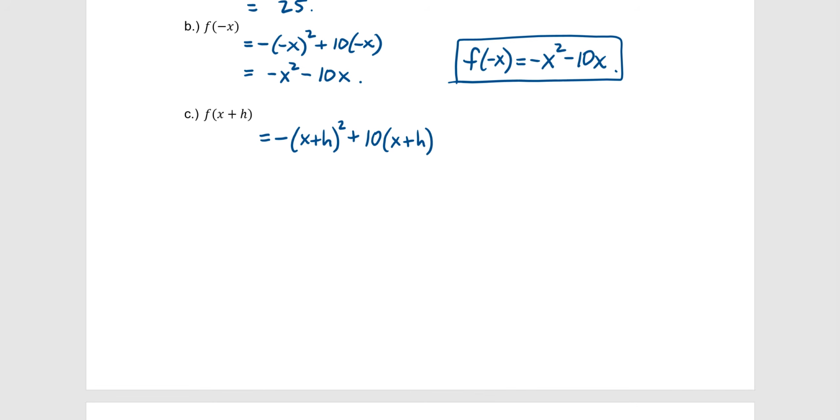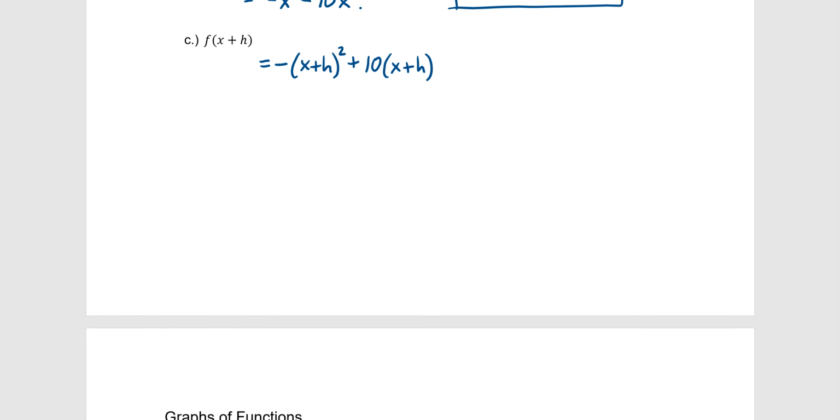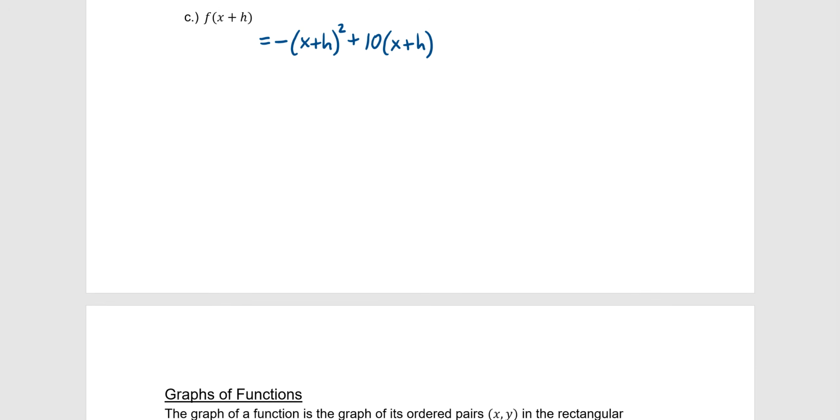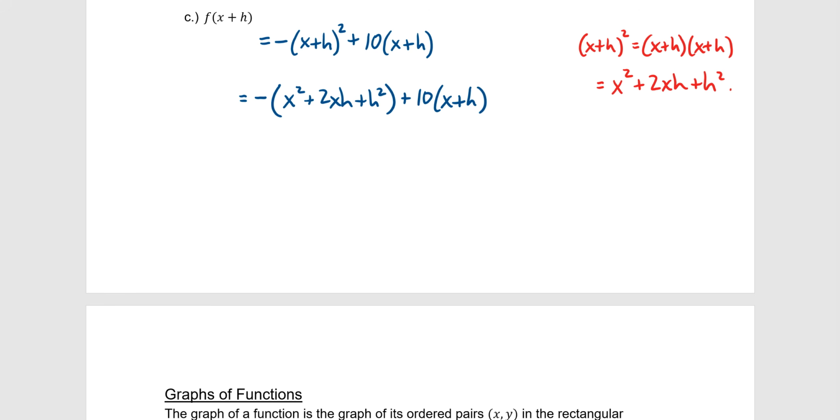That first term, we have to FOIL that out. So let's do that on the side. So x plus h squared is x plus h times x plus h. If we FOILed this out, we'd end up getting x squared plus 2xh plus h squared. And I'm going to plug that into the first term right here. We still have this negative out front, so I'm going to put the negative and then plop in that value that we just got.